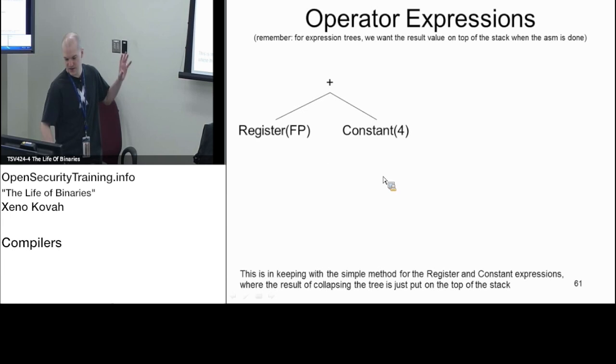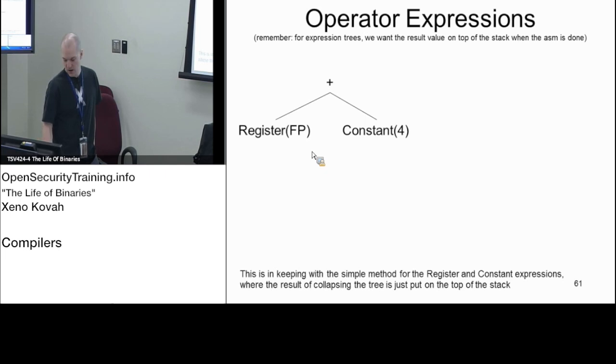I would have told you about all these different types of trees. So this is a simple tree that would have been parsed, and it would have said you've got some register, and you're adding 4 to it. Here we've got the frame pointer, so we're doing frame pointer plus 4. In x86, this would be like EBP plus 4.